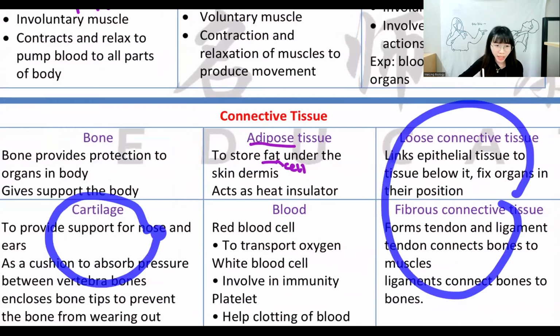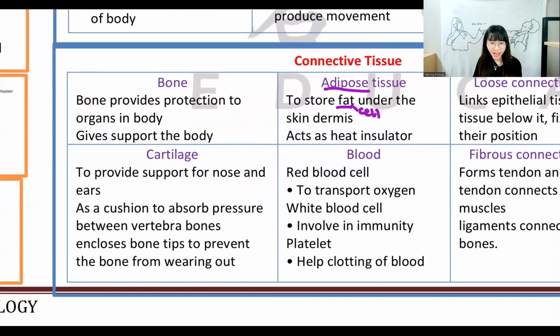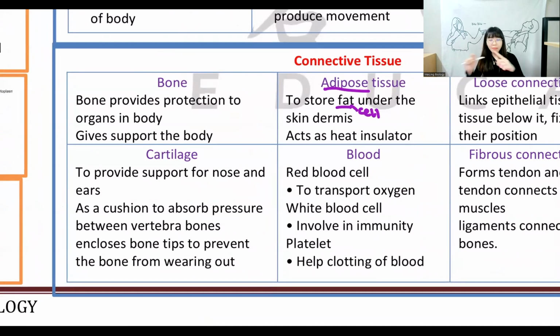I'm gonna come to cartilage first. We have a lot of cartilage in our body. At the end of the bones, imagine this bone, we are covered by a cartilage. Cartilage is used to reduce friction when we are moving. In our nose, we have cartilage. The ears, we also have cartilage. Yeah, you can feel it, guys. This is the cartilage. Over here, we also have cartilage.